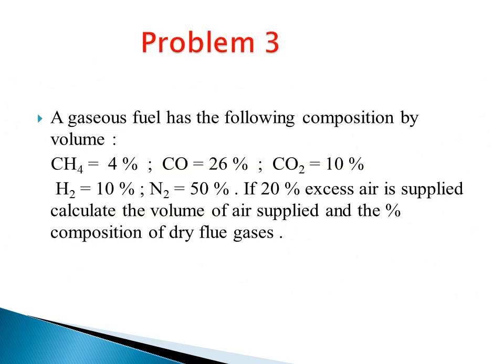Now we come to the third problem. A gaseous fuel has the following composition by volume: methane 4%, carbon monoxide 26%, carbon dioxide 10%, hydrogen 10%, nitrogen 50%. If 20% excess air is supplied, calculate the volume of air supplied, total volume of air supplied, and once again the percentage composition of dry flue gases. Now let us see how we do the sum.